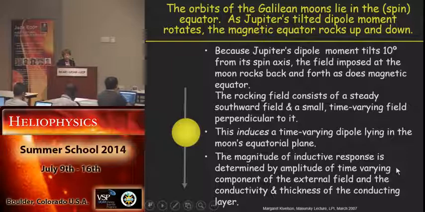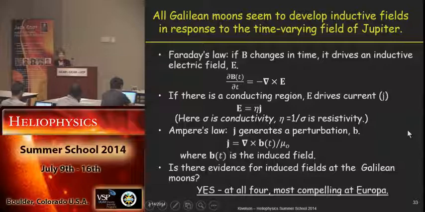So then you get an induced field that is oscillating in its orientation. All the Galilean moons seem to develop inductive fields in response to the time-varying field of Jupiter, and here I've just put in equations what I said in words. A time-varying magnetic field produces an electric field that requires that there's a current, provided that there is a finite conductivity, or even a very large one. And then the perturbation current you're driving now produces a perturbation magnetic field, and that's the induced field.